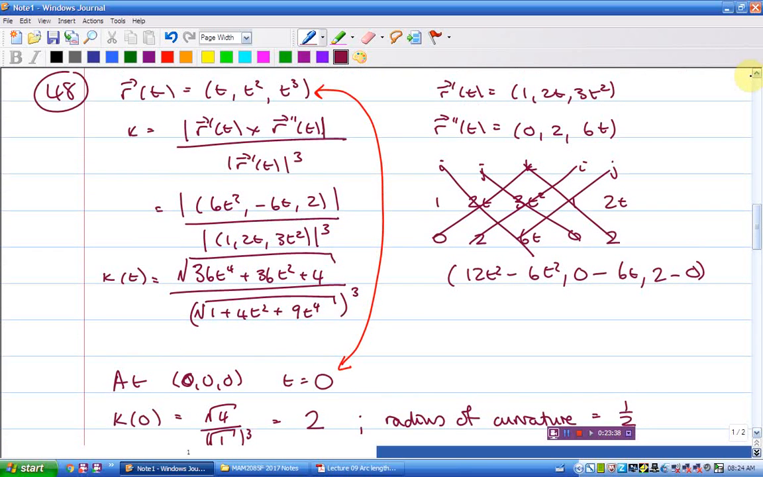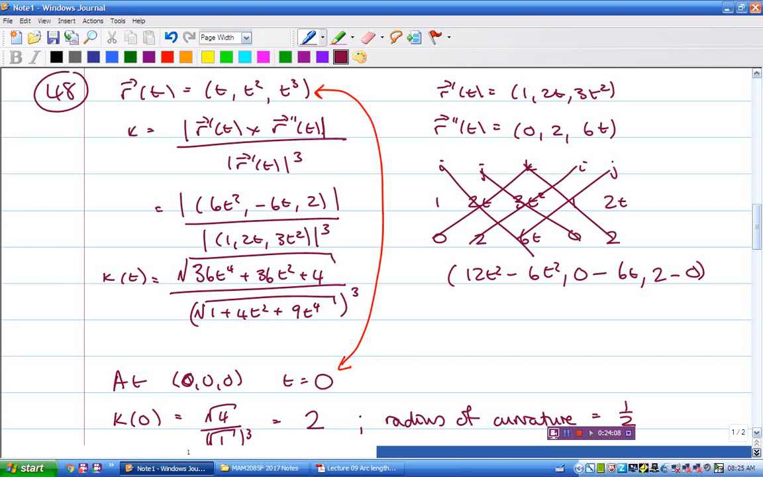One thing is that the problem that I just demonstrated, the question asked for a general point, kappa at a general point, so that's why I worked out kappa of t. Exercise 49 also wants a general point. But often you're asked for kappa at a particular point, in which case I would say plug in your t value, t equals 0 or whatever.